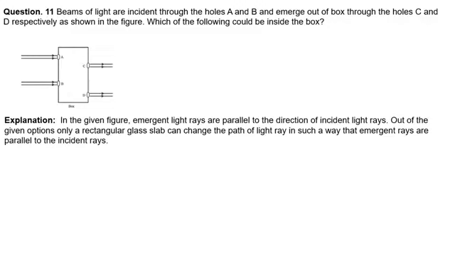Next question. Beams of light are incident through holes A and B and emerge out of the box through the holes C and D respectively as shown in the figure. Which of the following could be inside the box?